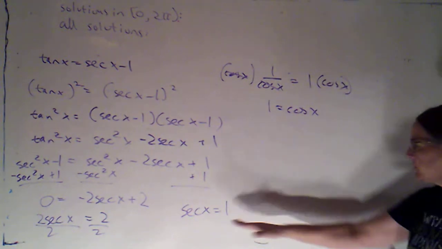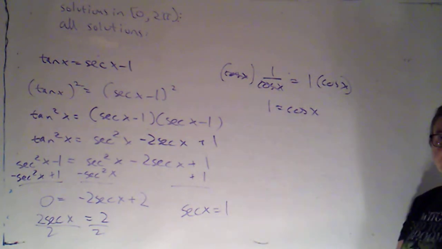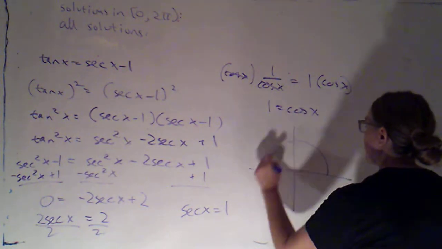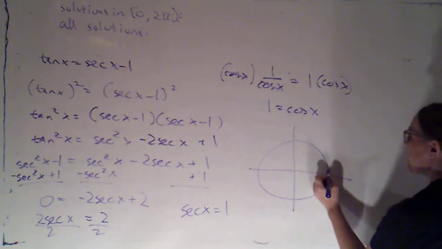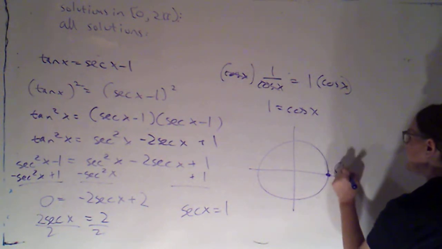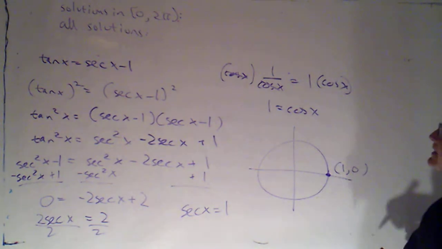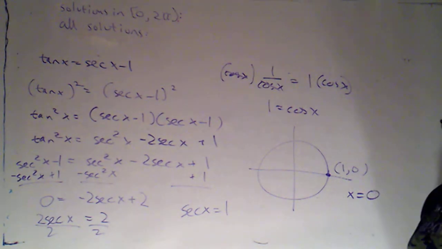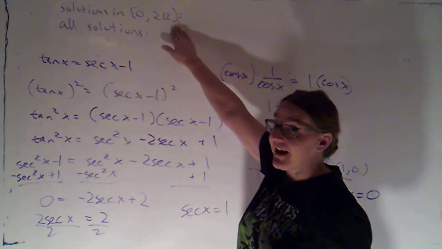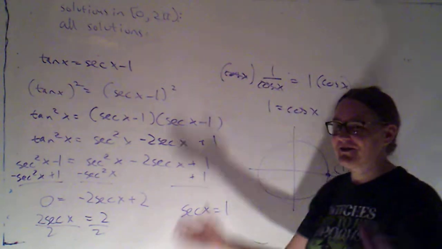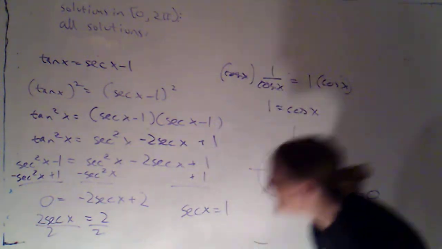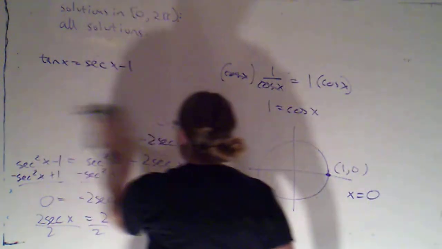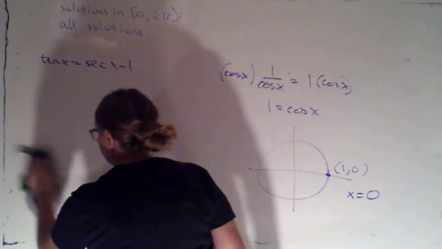Now, if you were comfortable, again, saying, hey, that means that cosine x is 1, that's totally fine. I'm going to recognize that that's going to be a quadrantal angle. Cosine of x is 1 at this point, and the only angle between 0 and 2 pi for which that's true would be x equals 0, because remember, we're not including 2 pi. We'll get that with all solutions when we add a multiple of 2 pi to things. Okay, so that's my only potential answer, but I do need to check it.